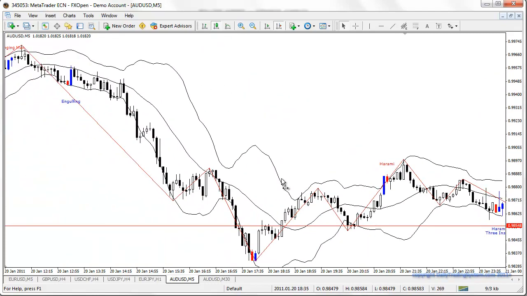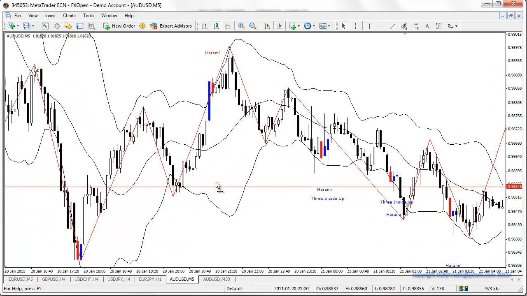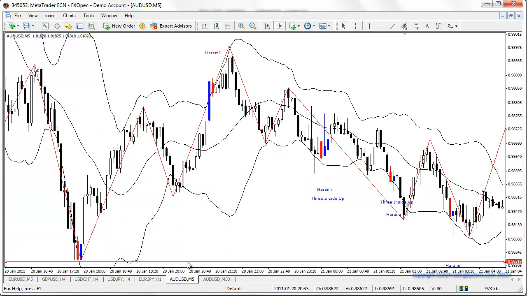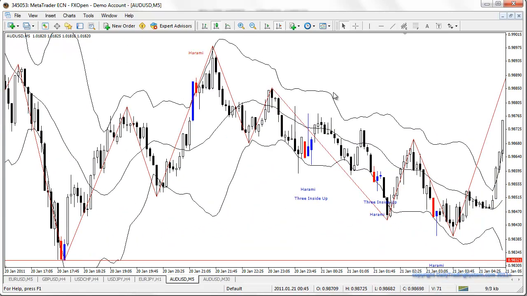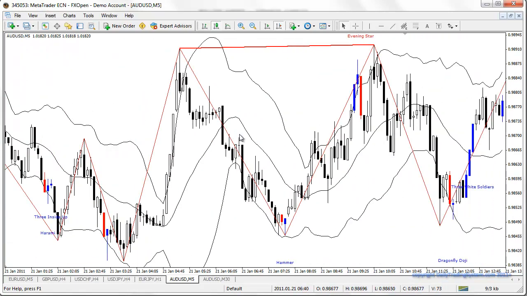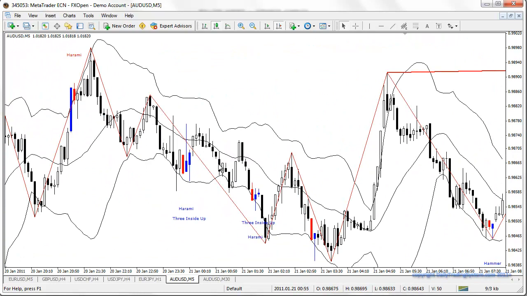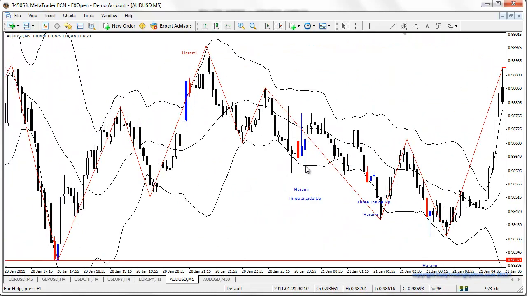This one down the bottom looks like it's key, and this one up the top will be a major high, and anything in between will be major highs and lows. When I've put my major points in, I'm going to be looking at this Harami, and it's basically a reversal pattern.